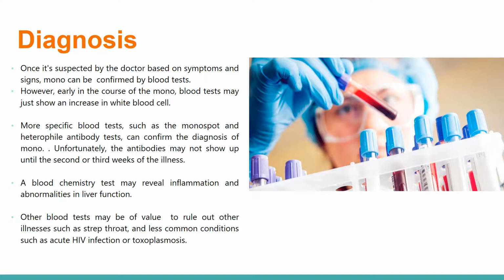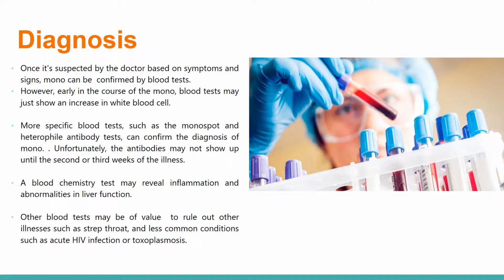Diagnosis. Once it's suspected by the doctor based on symptoms and signs, mono can be confirmed by blood tests. However, early in the course of mono, blood tests may just show an increase in white blood cells. More specific blood tests, such as monospot and heterophile antibody tests, can confirm the diagnosis of mono. Unfortunately, the antibodies may not show up until the second or third week of the illness.